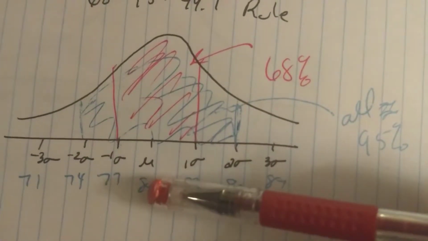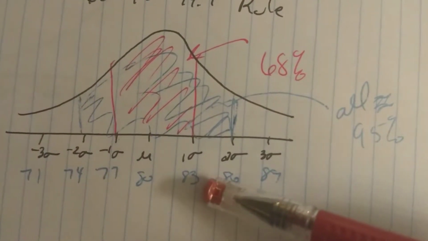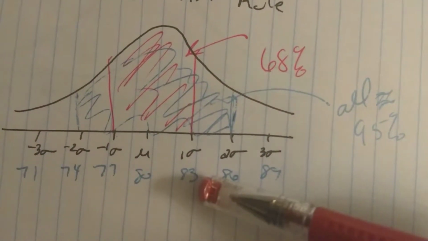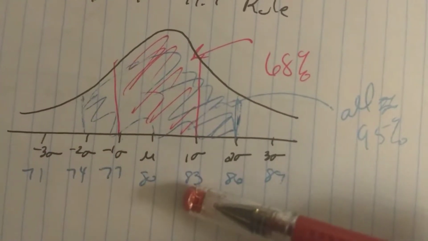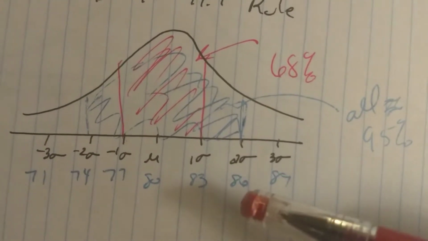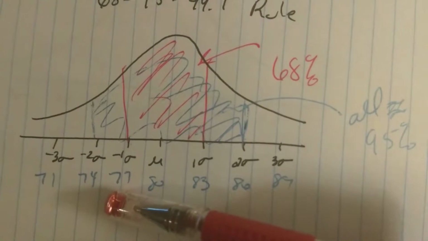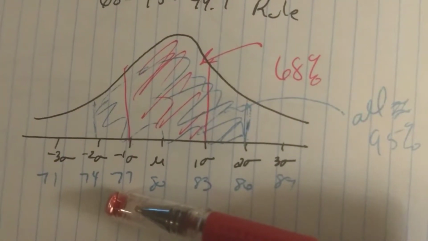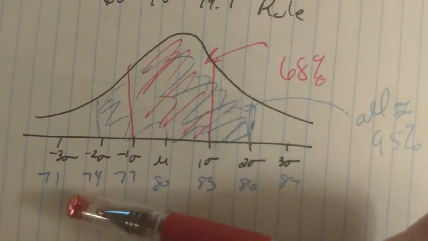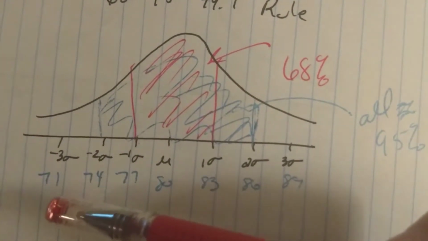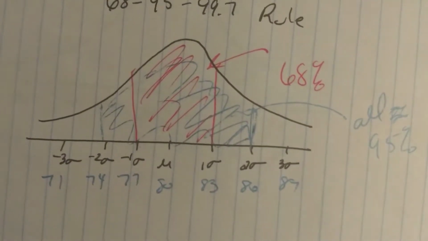Now, where did I even get these values from? If the mean is 80, if I go up 1 standard deviation, I take 80 plus 3 to get 83. Then to go up to the second standard deviation, I do 83 plus 3 for 86. Go up 1 more to get 89. From the mean, if I do 80 minus 3, that's down 1 standard deviation, down to 77. Subtract 3 again, that's 2 standard deviations below. Subtract 3 again, that's 3 standard deviations below.